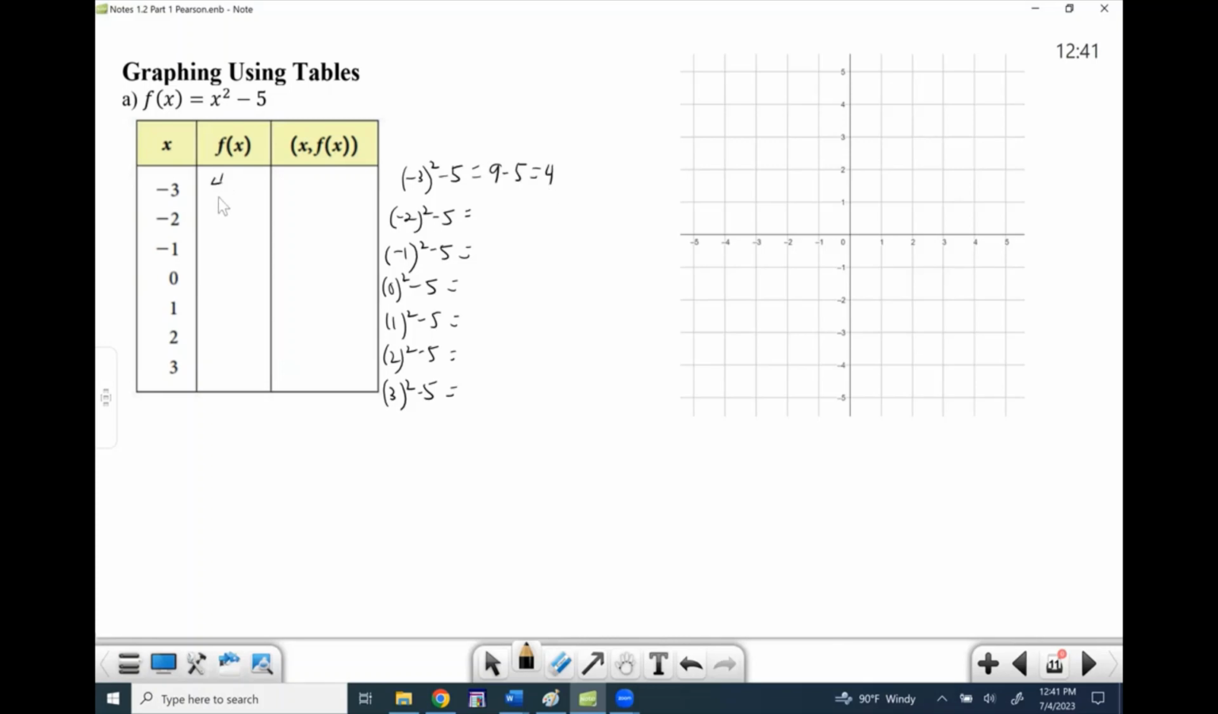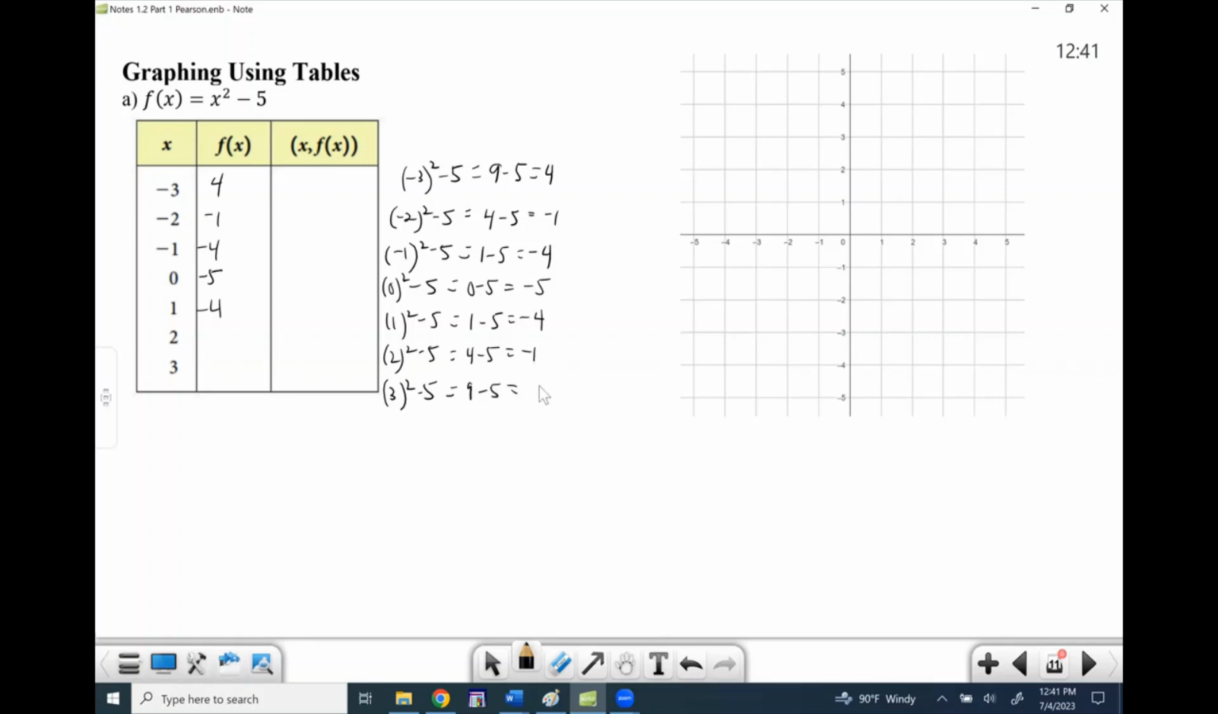Okay. So negative 3 times negative 3, a negative times a negative is a positive. So it looks like we're going to get 4. Negative 2 times negative 2 is 4. So negative 1. Negative 1 times negative 1 is 1. So negative 4. 0 times 0 is 0. So negative 5. 1 times 1 is 1. 2 times 2 is 4. And 3 times 3 is 9.